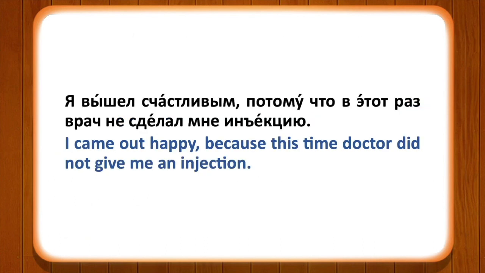Я вышел счастливым, потому что в этот раз врач не сделал мне инъекцию. Я вышел или был счастливым. I came out happy. Счастливый был счастливым. It is taking here instrumental because of the verb to be which is not shown over here. I came out happy because, потому что, because, в этот раз, this time, врач не сделал мне инъекцию. Doctor did not give me an injection.